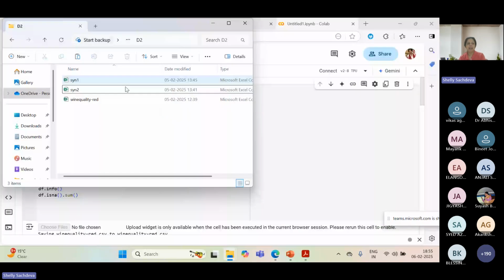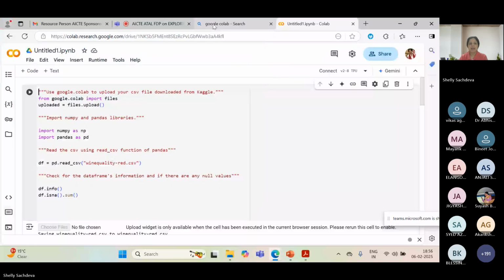So this is my data set. I have kept it at some place in my system. First of all, I'll write from google.colab import files, and uploaded = files.upload(). The first thing is that you are preparing Google Colab to upload your CSV file, that is, the red wine dataset that I've shown to you.